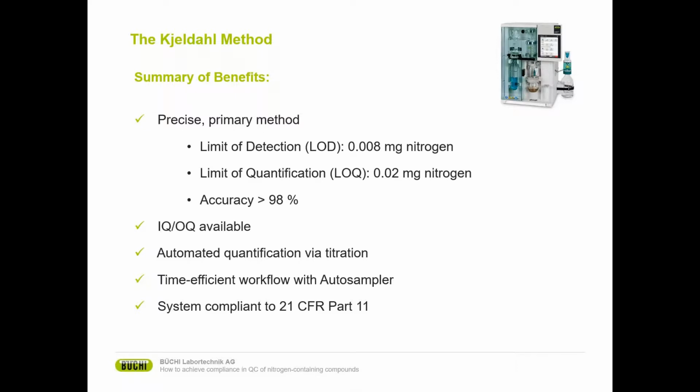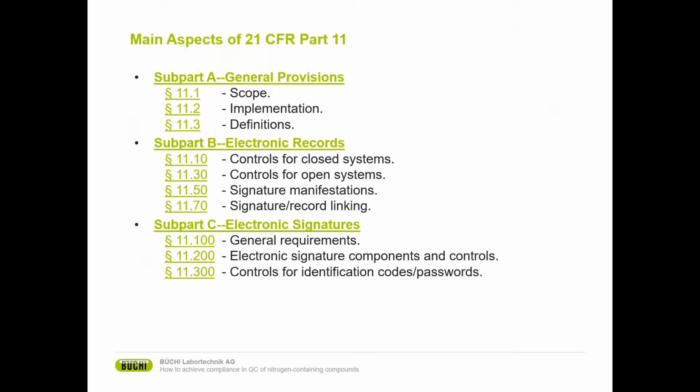And I guess it's a good point to move towards this 21 CFR Part 11 regulation here. We're going to talk about the main aspects of 21 CFR Part 11. So here's a short overview. We just talk about subpart A, which is mainly general provisions such as definitions. Subpart B deals with electronic records, and subpart C is about electronic signatures.